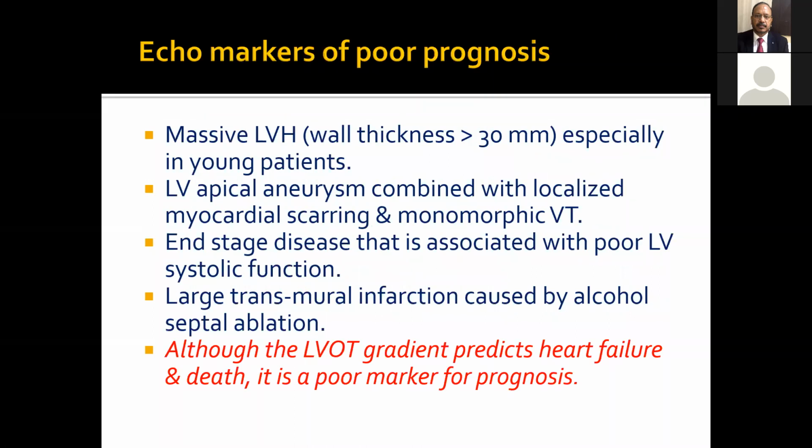Now, these are the echo markers of poor prognosis. Massive left ventricular hypertrophy. What do we mean by massive? The wall thickness is greater than or equal to 30 millimeters, especially in young patients. LV apical aneurysm combined with localized myocardial scarring and a monomorphic VT. End-stage disease that is associated with poor systolic function. Large transmural infarction caused by alcohol septal ablation. Remember that although the LVOT gradient predicts heart failure and death, it is a poor marker for prognosis.